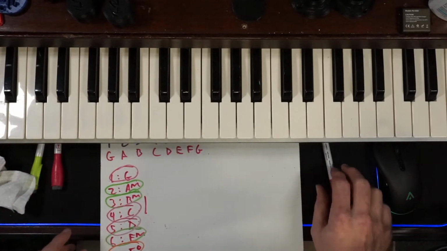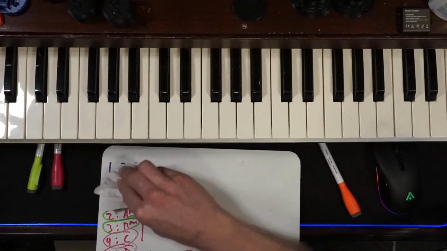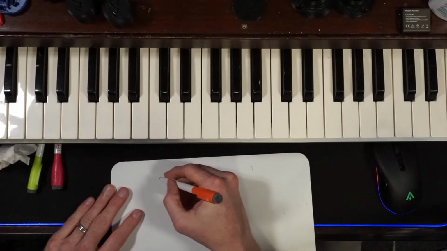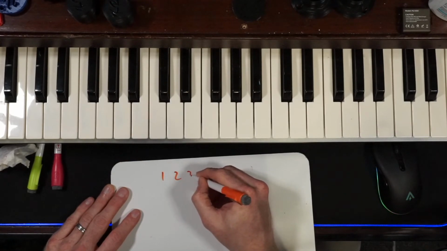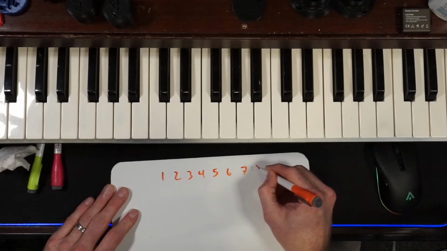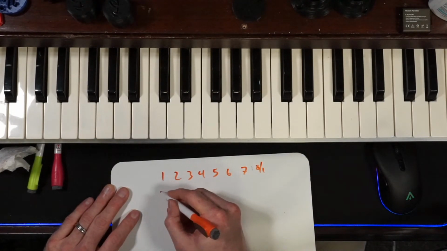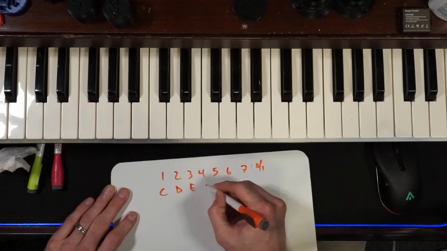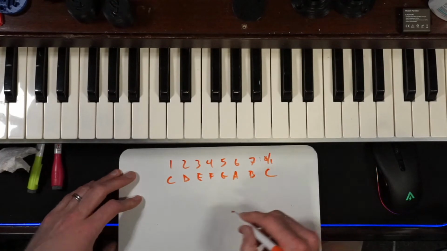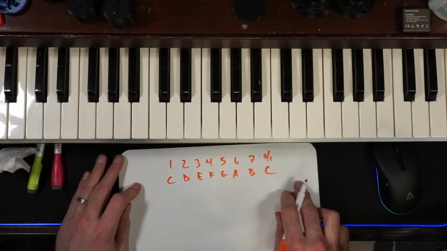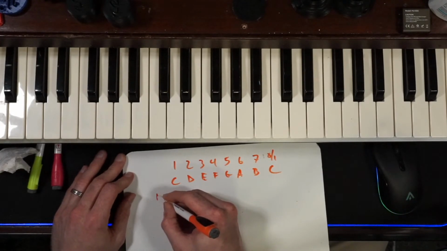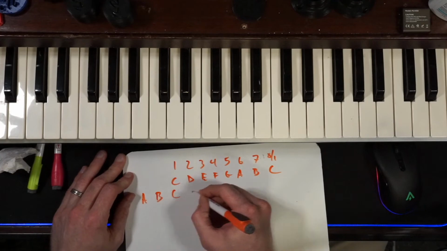I'll give you an example. So real quick here, we're not going to spend too much time on each question. If we have our 1, 2, 3, 4, 5, 6, 7, and 8 or 1, and we say we're in the key of C, we have C, D, E, F, G, A, B, and then C again. And you say, well, that's the major scale. Well, what about the minor? Okay, well, the minor is going to be the same notes. So our A minor is this.